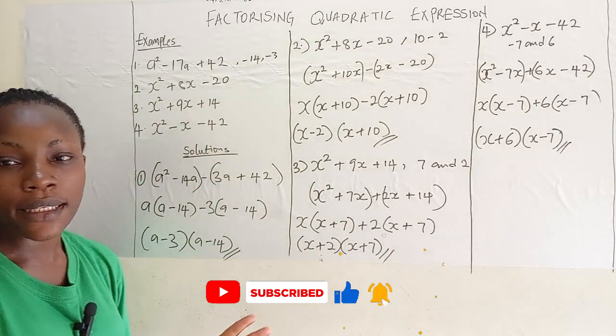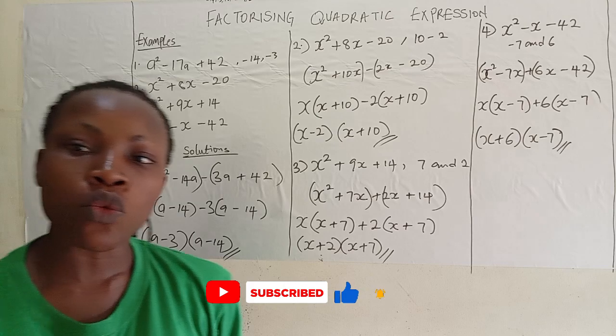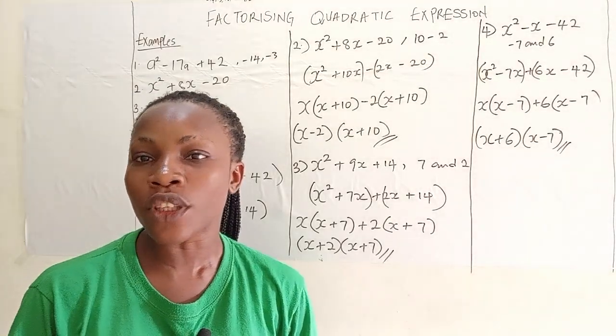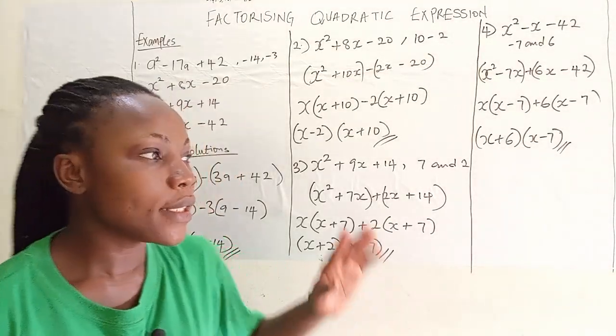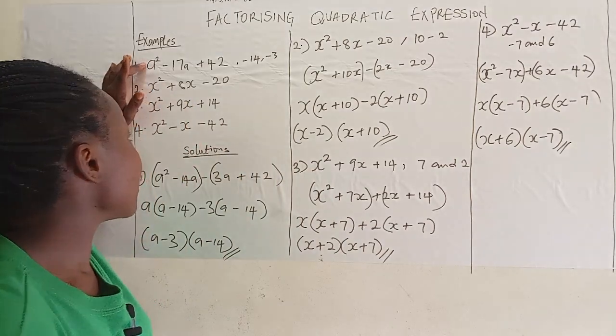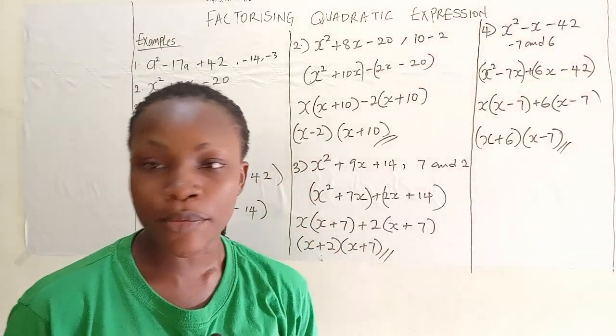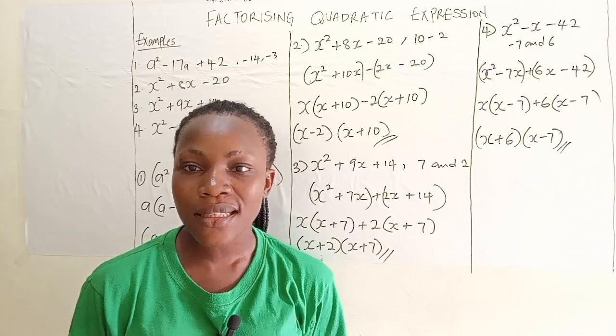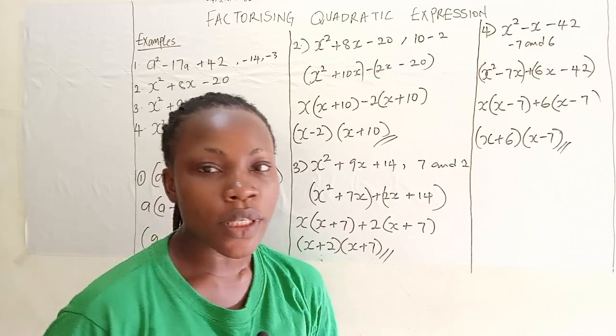In my next video, we are going to move into the more difficult ones, where the coefficient here will not be equal to 1. It might be 2, 3, 8, but it won't be equal to 1.